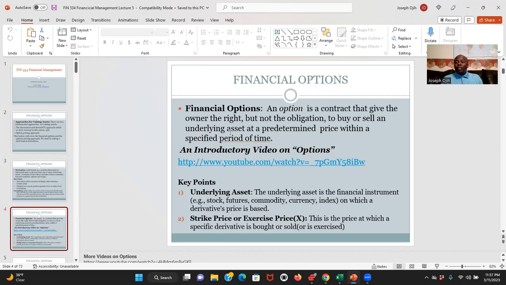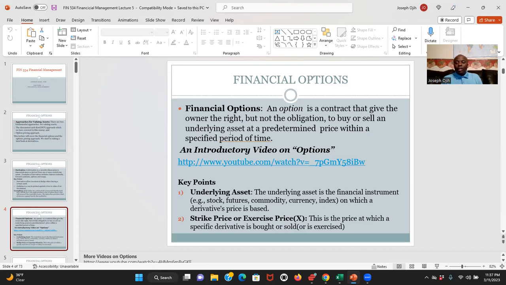When we say underlying asset, we mean an asset or a financial instrument, like a stock, futures, commodities, currency, or an index, a market index like the S&P 500. So an underlying asset is a financial instrument on which the price of a derivative, like an option, is based. So we call it an underlying asset.